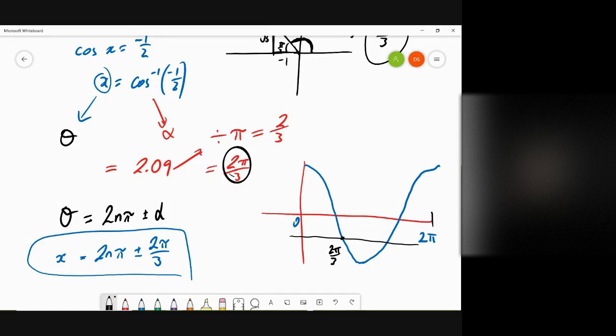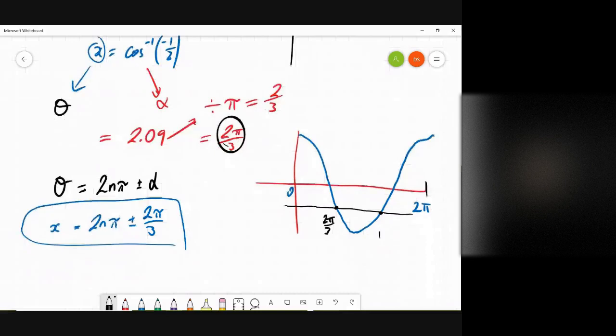How many other times does the black line hit the blue line? Oh, sorry, one more time. Yeah, and it's this one here, right? And so if we have this solution as 2/3 pi, let's try to figure out what this one is.